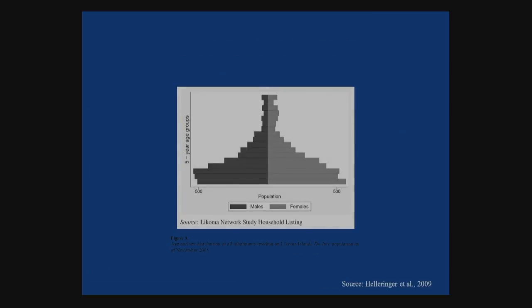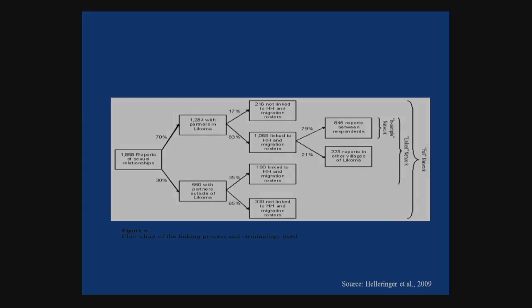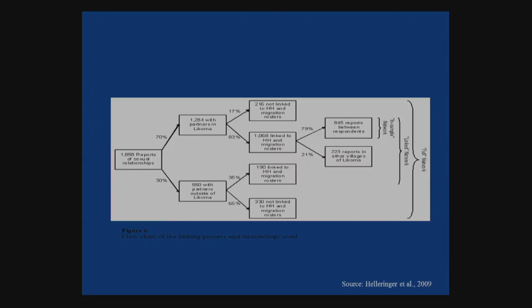And this is just to give you a sense of the age distribution and the household listing. So a lot of very young people in the study. And this is important because it shows the beginning of how social network studies get done. So in the beginning, there were 1,858 reports of sexual relationships when they did the original surveys. 1,200, or about 70% of those relationships, were with partners in Likoma. So they were partnered relationships with people in the same area.